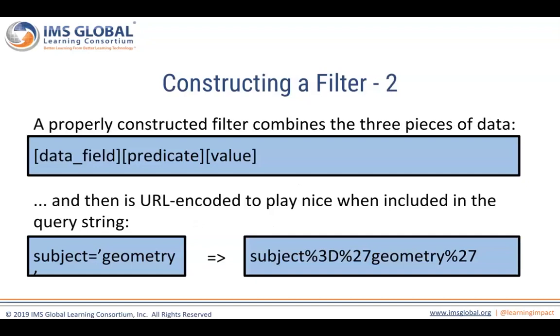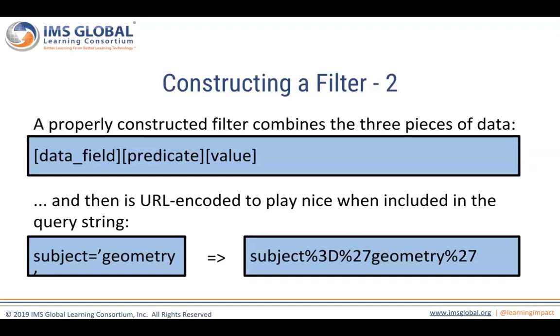So to construct a filter, you are going to take a data field, your predicate, and your value, and concatenate them together. No special characters in between them. In this case, if we're going to search for all resources that are in the geometry subject, then the filter is subject equals, and since we're dealing with a string, you need to wrap it in single quotes. So subject equals single quote geometry single quote.